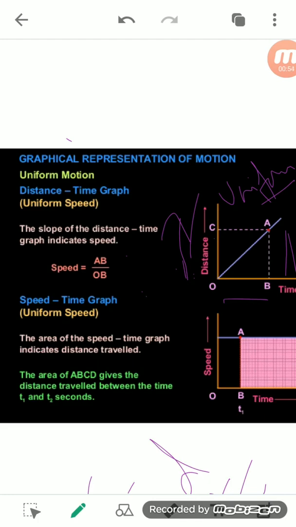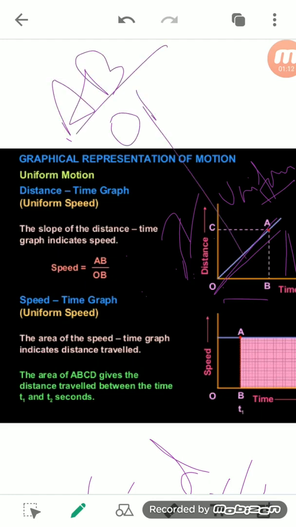This AB upon OB is also known as the slope of the graph, or the gradient of the graph line, that is OA. So you can see by this we can say this is the slope. The value of the slope is AB upon OB. So this is helpful in calculating the speed; the distance time graph helps in calculating the speed of the body.